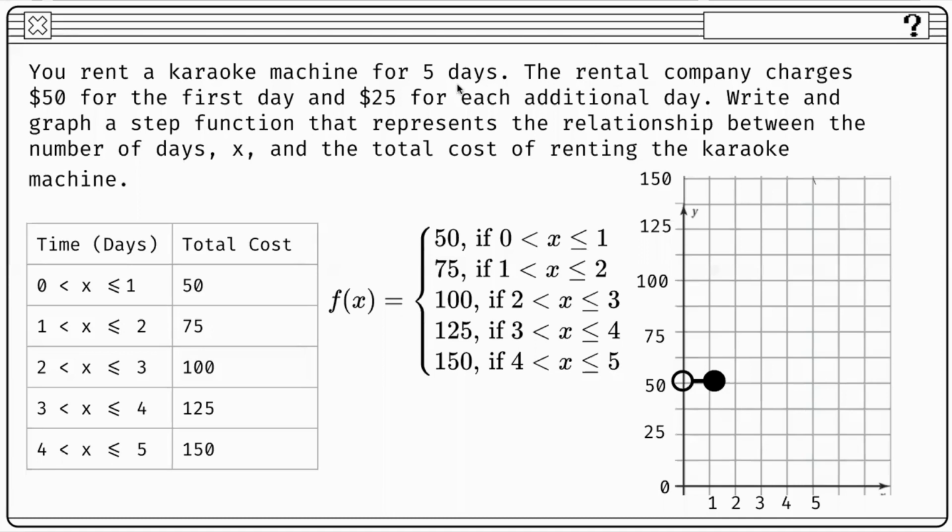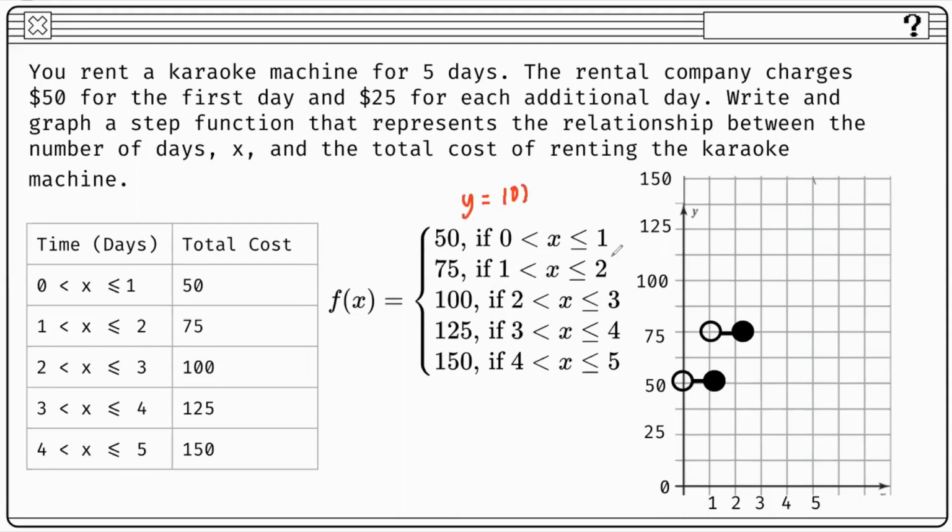For the next linear equation, we have y equals 75 if 1 is less than x is less than or equal to 2. So I know we want our horizontal line here at 75, but we only want to graph it where 1 is less than x is less than or equal to 2. So you know you want to have an open circle at positive 1, and then a closed circle at positive 2. And once you've graphed your points, you can go ahead and connect them with your horizontal line, and move on to y equals 100.